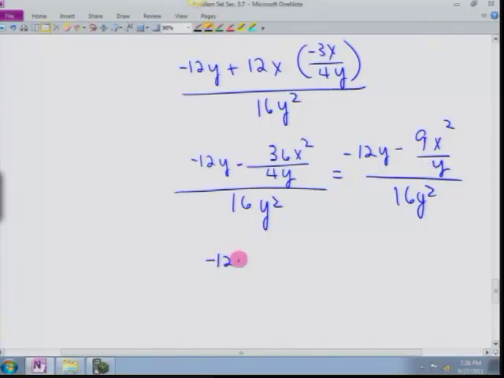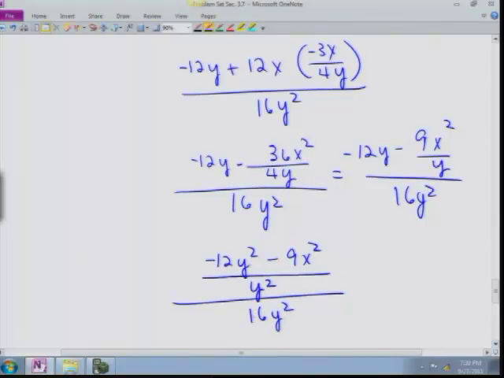12y. Okay. Y squared minus 9x squared over y squared all over 16y squared. For y squared or y? So good to have an eraser. Okay, is that good? I changed this negative 12y into negative 12y squared over y so that I have a common denominator and I can combine those. Okay? And so then what happens? We flip the denominator and multiply. Mm-hmm. So what do I ultimately get? 16y.